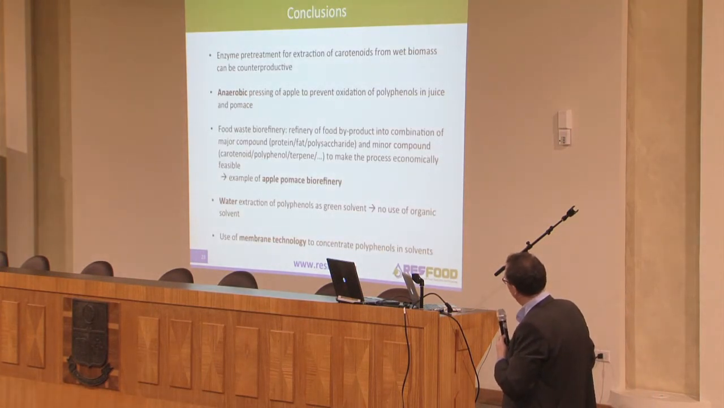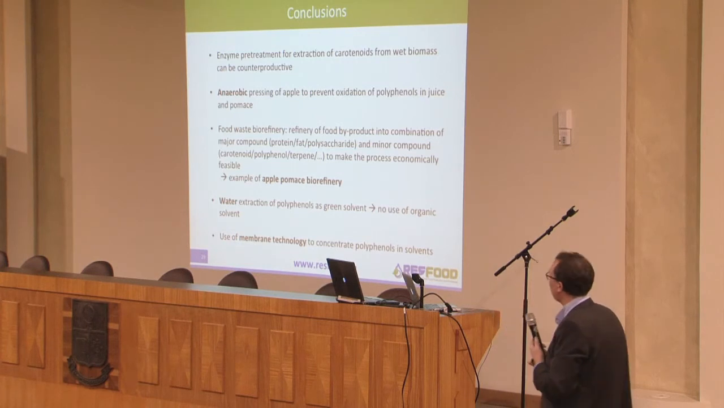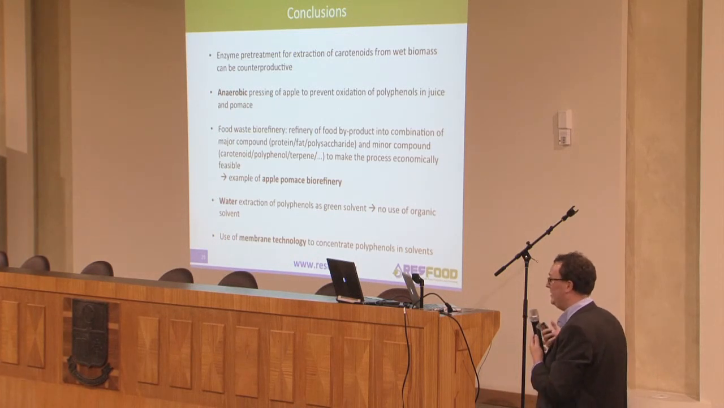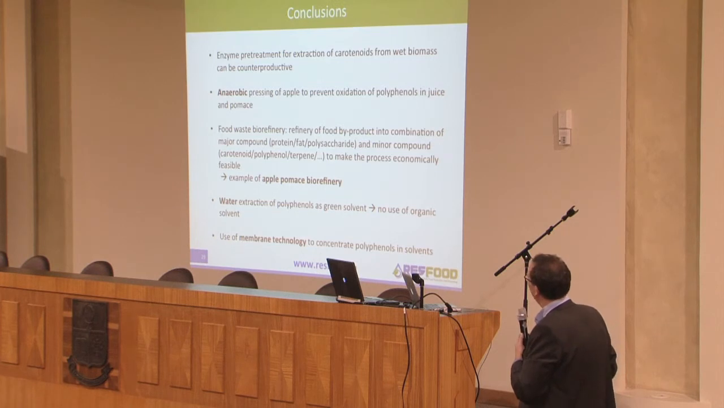So, some conclusions. The enzyme pretreatment for the extraction of carotenoids from wet biomass can be counterproductive. Like I explained, carotenoids are apolar, and extraction from wet biomass is different. Anaerobic pressing of apple to prevent oxidation of polyphenols in juice and pomace is a really good idea, because you increase the value of your juice and of your pomace.